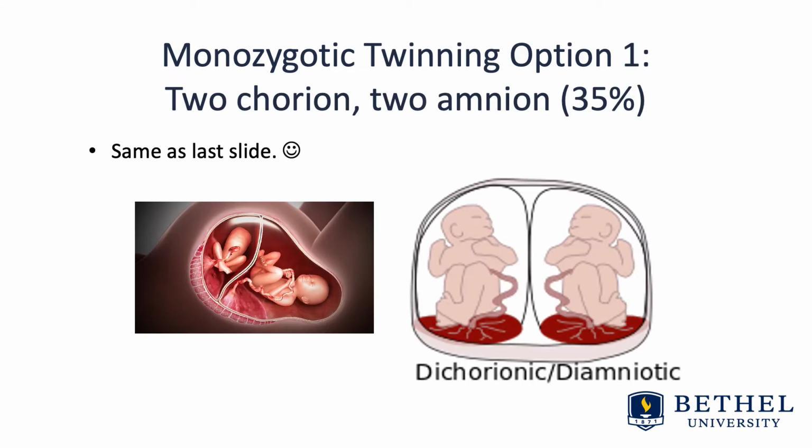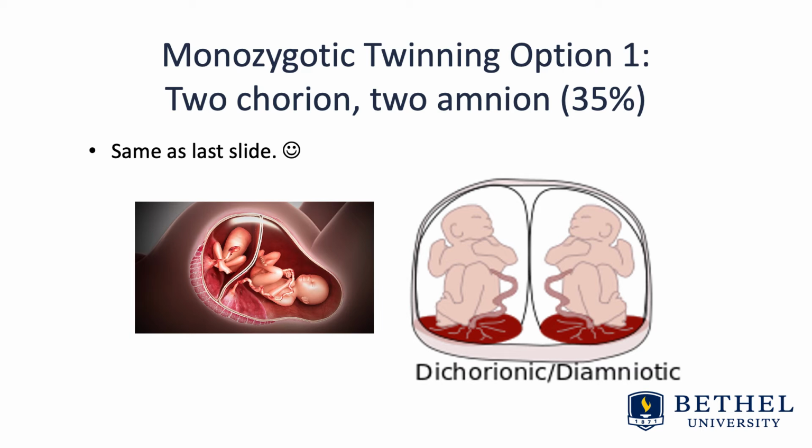Okay, and then this next slide are the monozygotic twinning options. The first option where you have two chorions and two amnions. And of note, this actually would look on ultrasound exactly the same as our dizygotic twins as far as the placentation goes. Well, all of it really. So you wouldn't know just being able to look on ultrasound.